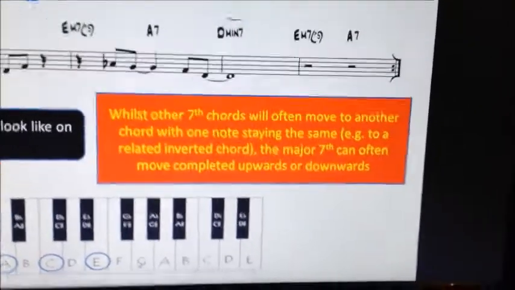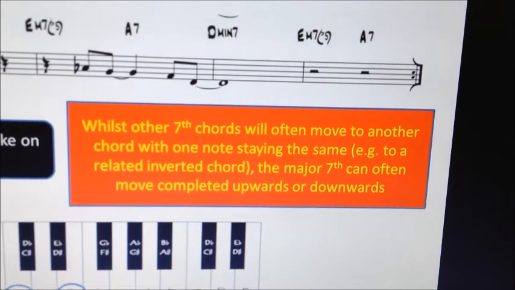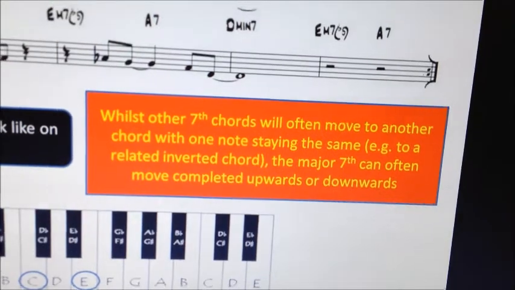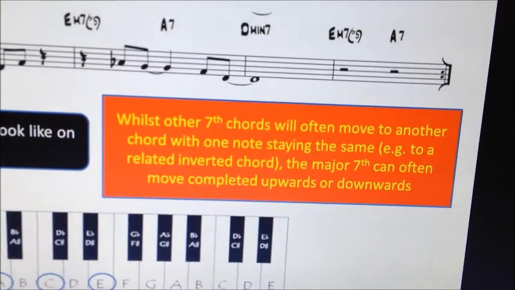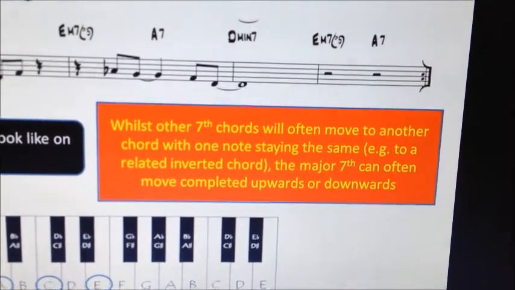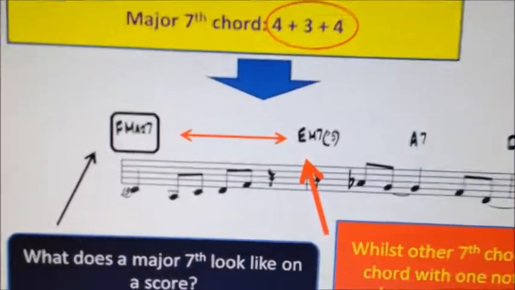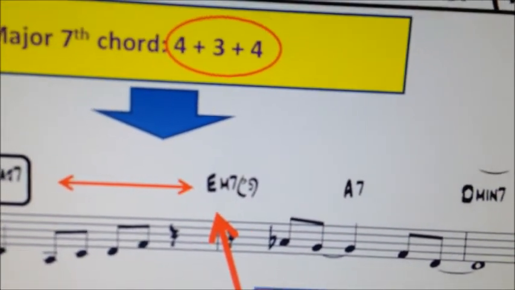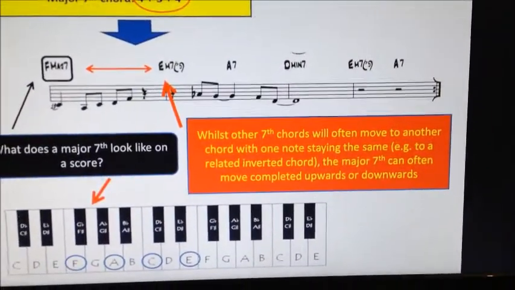Okay. Something important to note here, have a read of this. Whilst other seventh chords will often move to another chord with one note staying the same, for example, you might go to a related inverted chord, a bit like keeping your thumb on C when moving from C to an F, so C, E, G to C, F, A, the major seventh chord often moves completely upwards or downwards and sounds quite good. In this example, we can see it moves from F major seventh to E minor seventh with flattened fifth, which basically means that all of those notes are moving downwards. It's one of the few seventh chords that can do that.